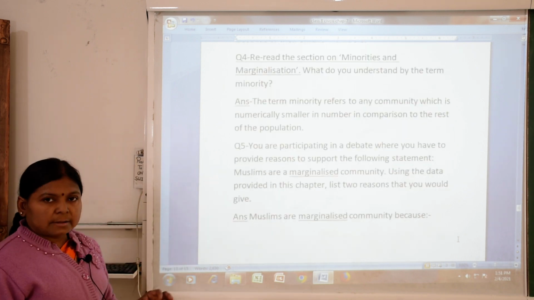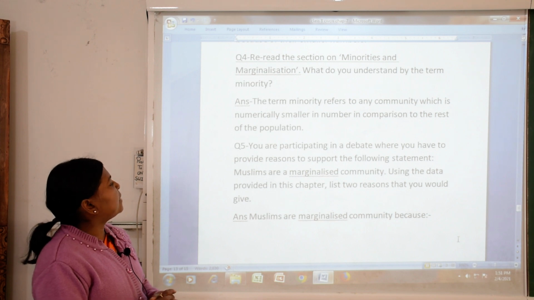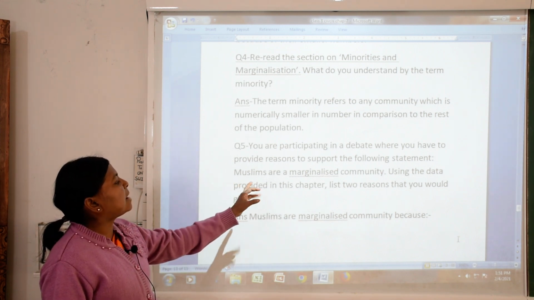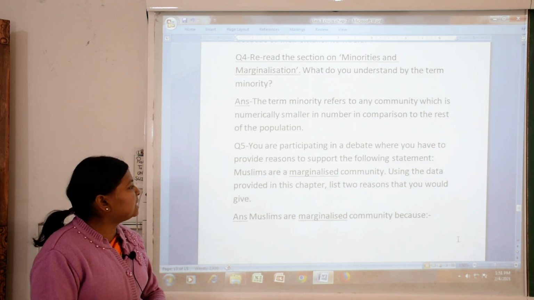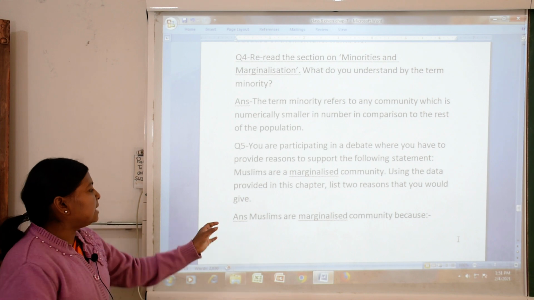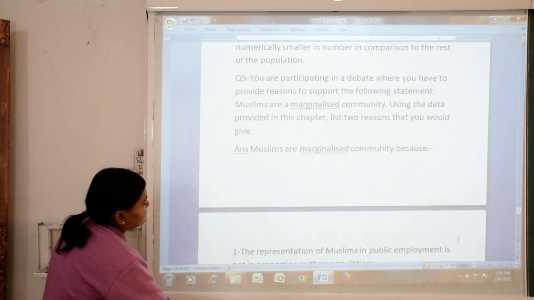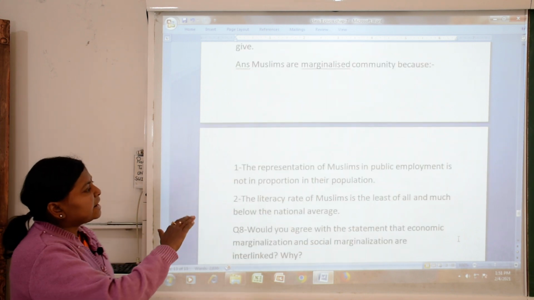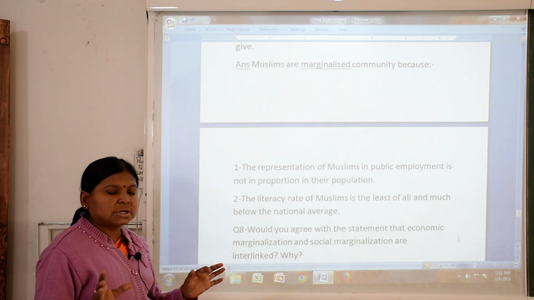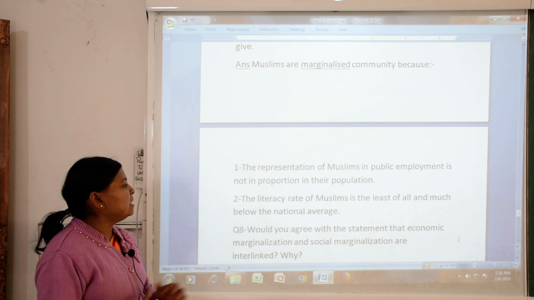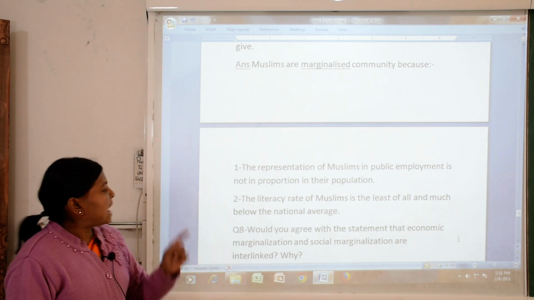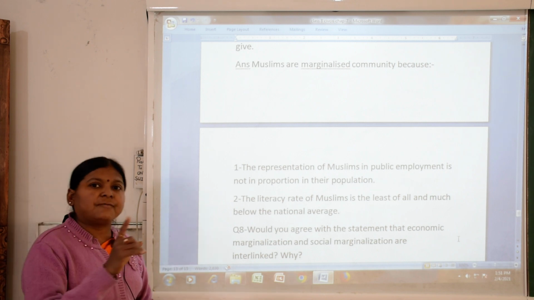You are participating in a debate, where you have to provide reasons to support the following statement: Muslims are a marginalized community, using the data provided in this chapter. List two reasons. See, what are the reasons? First, the representation of Muslims in public employment is not in proportion to their population. Second, the literacy rate of Muslims is the least of all and much below the national average.